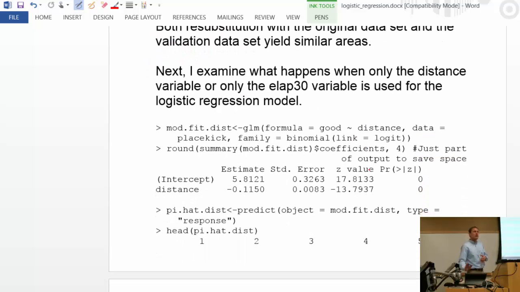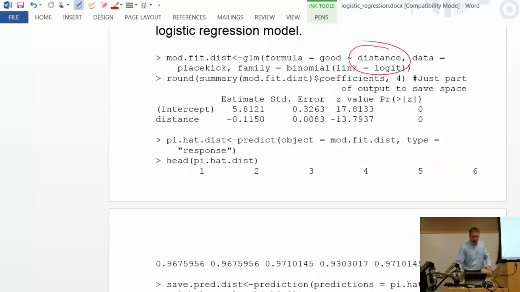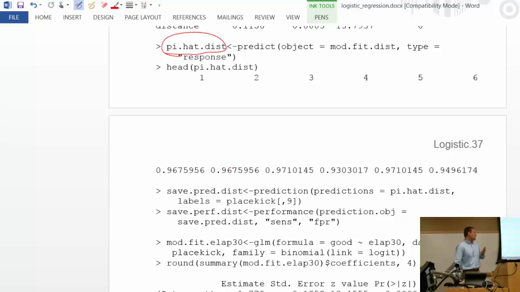Now let's look at a situation where you have two different models to choose from. Let's say that one of my models has just distance in it, none of the other variables, only distance. So I could estimate my model using GLM as we've done before. I get my pi hats as we've done before as well, put the results into pi.hat.dist, and then I can go through the same process, use the prediction function, use the performance function, and then, as I will show you shortly, use the plot function to actually plot the ROC curve for this particular model.